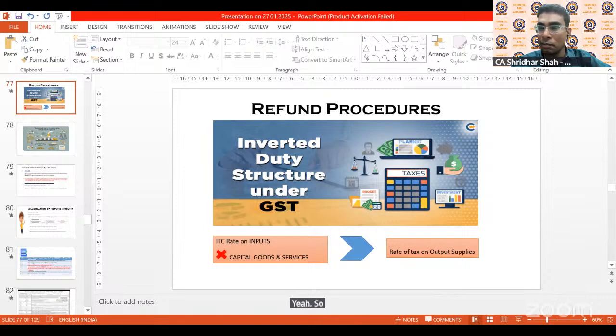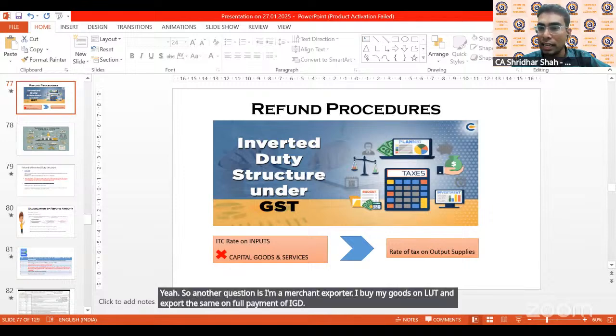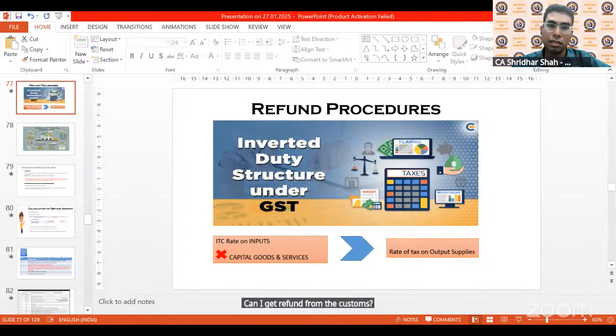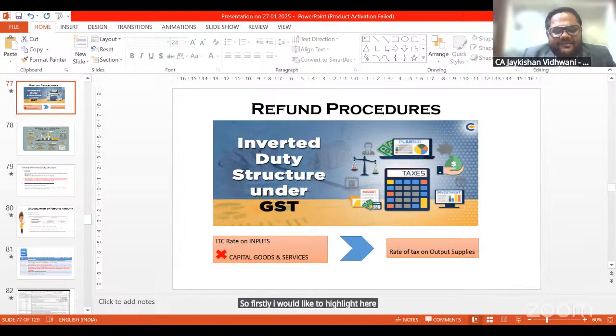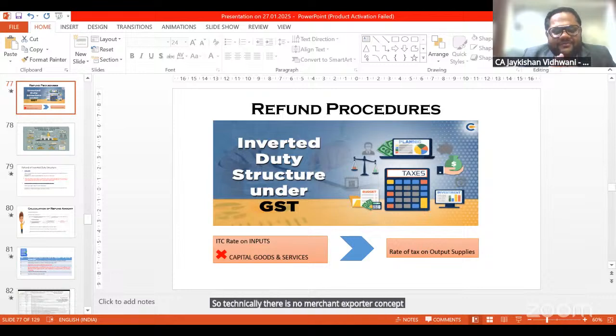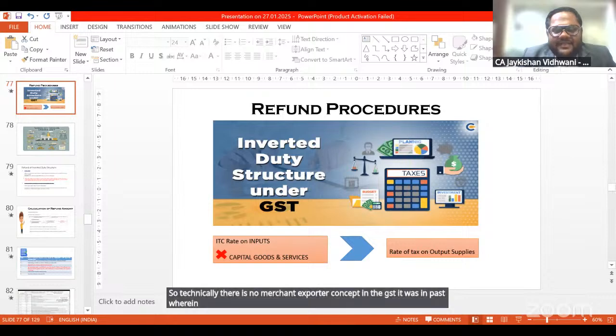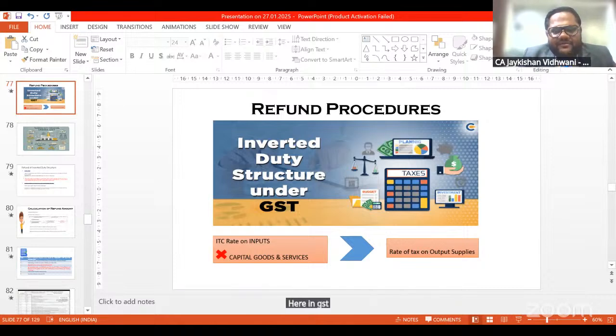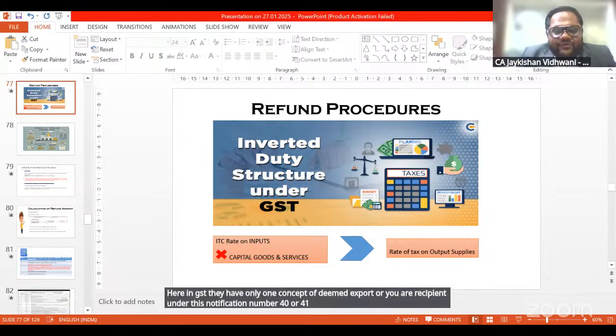Another question: I'm a merchant exporter. I buy my goods on LUT and export the same on full payment of IGST. Can I get a refund from the customs? Firstly, I would like to highlight that there is a misconception among all of us that there is a merchant exporter concept under GST. Technically, there is no merchant exporter concept under GST. It was in the past, wherein a merchant exporter exported the same goods he had received. Here in GST, they have only the concept of deemed export, or you are a recipient under notification number 40 or 41, wherein you receive the goods at 0.1% and you have to export the same goods as they are under the LUT.